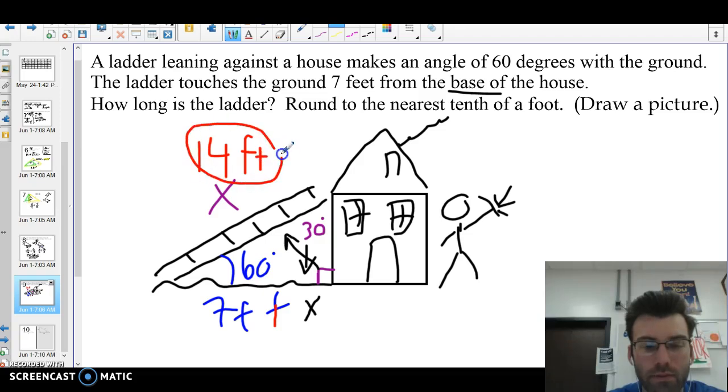There you go. Bam. Now you could have used trig, but we're going to use trig in the next problem to solve a problem like this. So this is just a 30-60-90 triangle. The key is just to draw a picture.